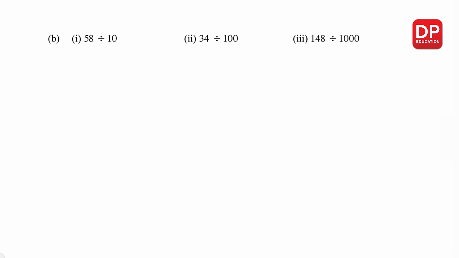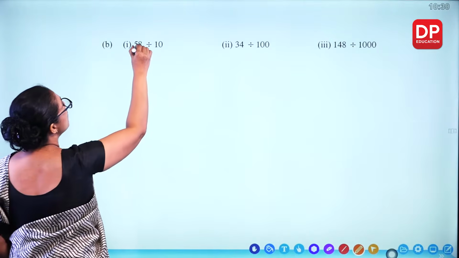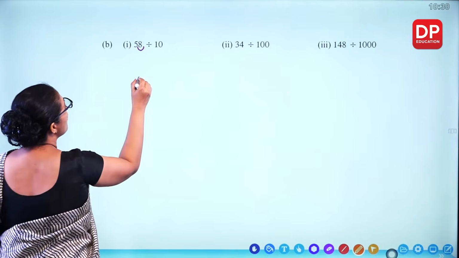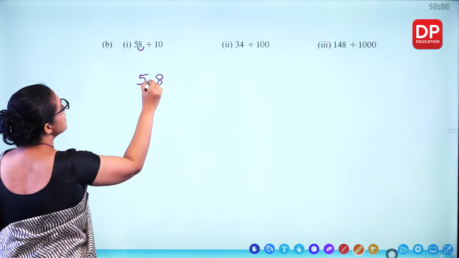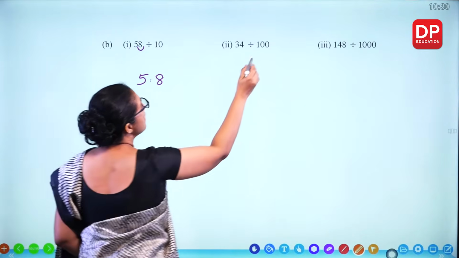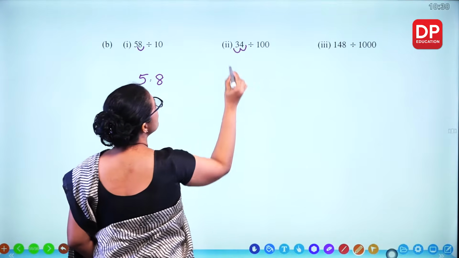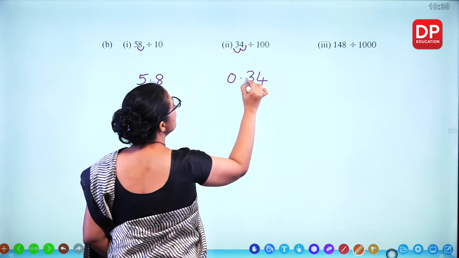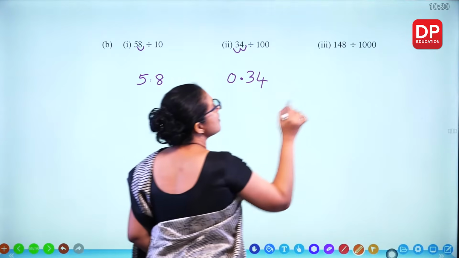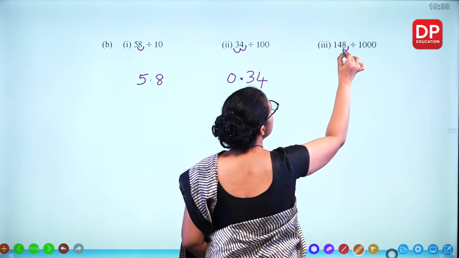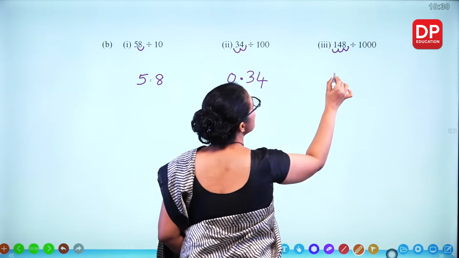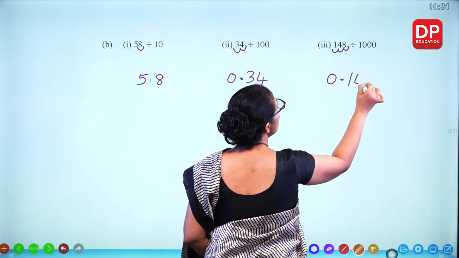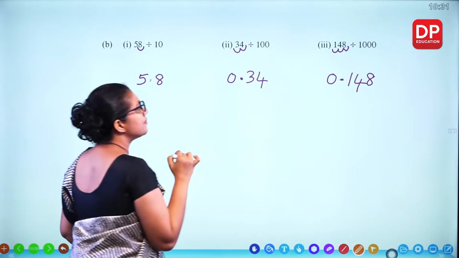This one divide by 10. Keep 1 decimal place. So 5.8. Divide by 100 means 2 places to the left. 0.34. Divide by 1000 means 3 places to the left. 0.148.